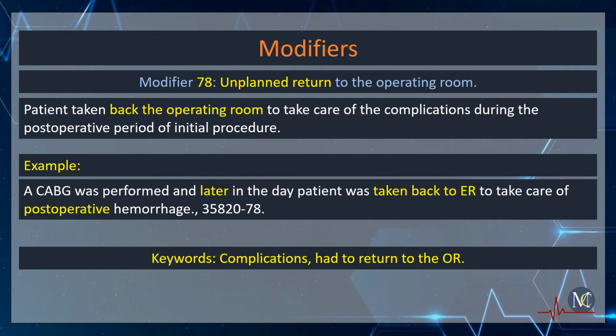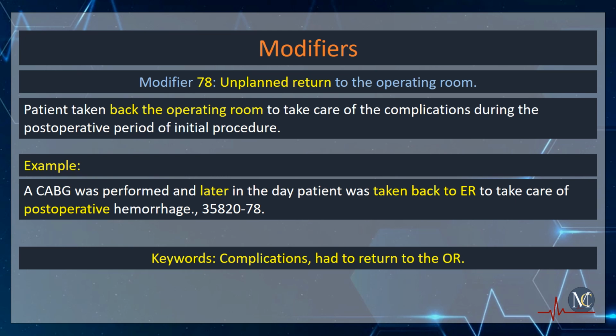Modifier 78. CPT Modifier 78 is a healthcare billing code used to indicate an unplanned return to the operating room for a related procedure during the post-operative period. The patient is taken back to the operating room to take care of a complication during the post-operative period of the initial procedure. It helps in billing for additional services related to the initial surgery.